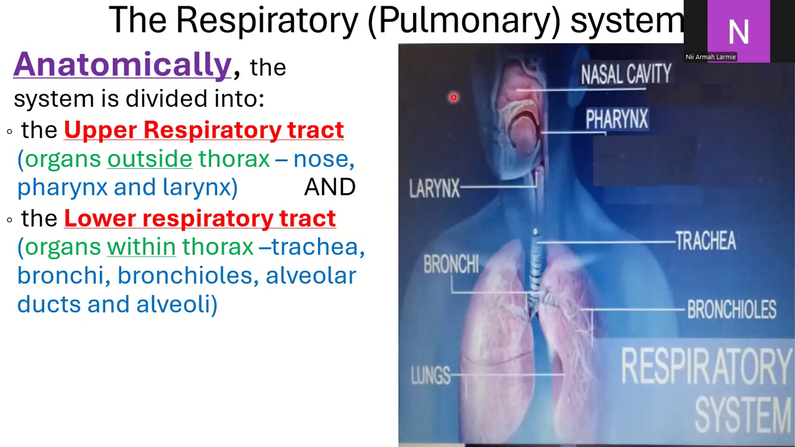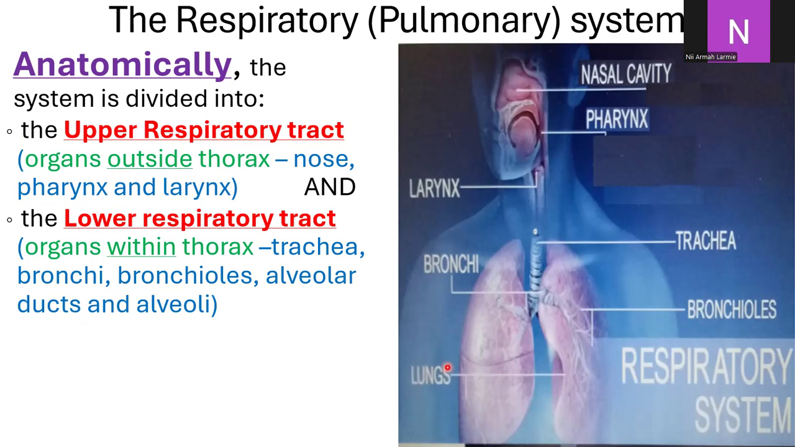Now, in this instance, if you look at our diagram or picture here, you see that the top part from the shoulder upwards, the nasal cavity, the pharynx, and the larynx are what we're referring to as the upper respiratory tract. Then the part below the shoulder, basically the trachea, the bronchia, the bronchioles, and the lungs, they form the lower respiratory tract. So depending on the anatomy, we can describe diseases as upper respiratory tract infections or diseases and lower respiratory tract diseases.